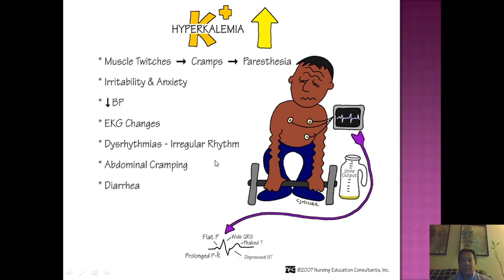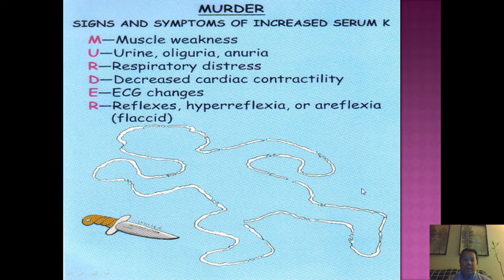Cardiac dysrhythmia, so irregular heart rhythm, usually it can lead to cardiac arrest, or development of PVCs, ventricular fibrillation, or even ventricular tachycardia. I'm sorry. Abdominal cramping, and usually hyper K is associated with diarrhea. Okay, so again, if you want some mnemonics in order to remember some signs and symptoms associated with increased potassium level in the blood, remember MURDER.